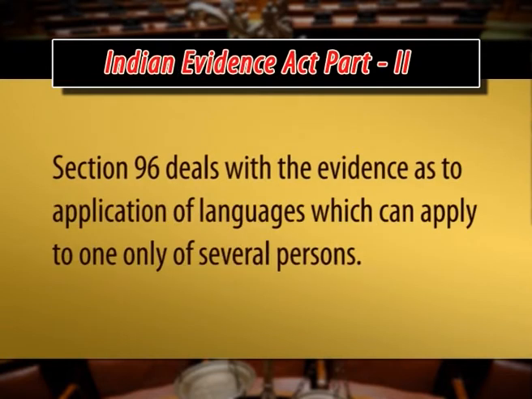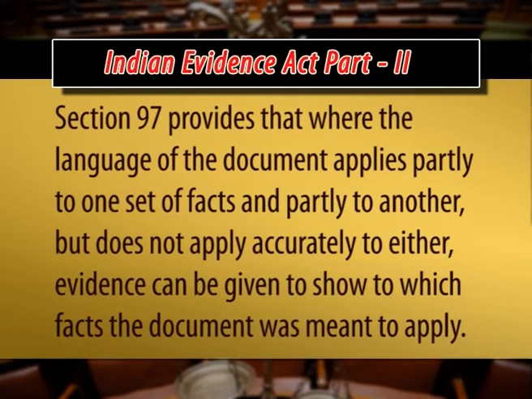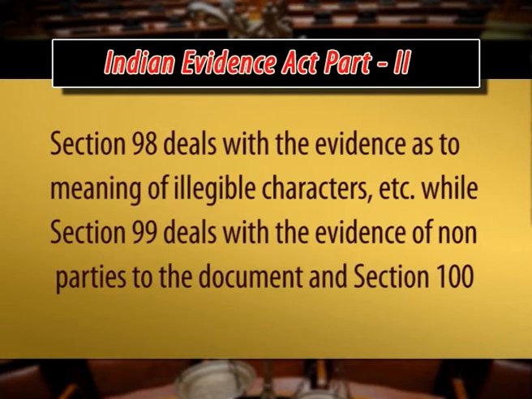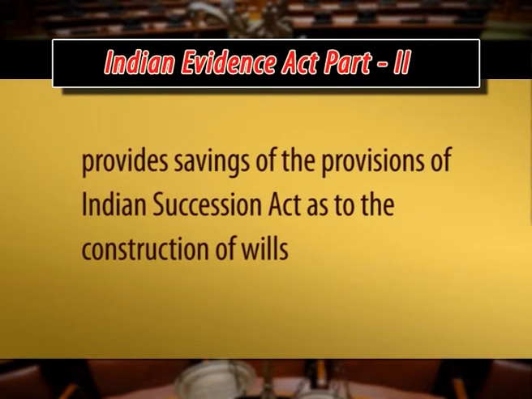Section 96 deals with the evidence as to application of language which can apply to only one of several persons. Section 97 provides that where the language of the document applies partly to one set of facts and partly to another, but does not apply accurately to either, evidence can be given to show which facts the document was meant to apply. Section 98 deals with the evidence as to the meaning of illegible characters, etc., while section 99 deals with the evidence of non-parties to the document, and section 100 provides savings of the provisions of the Indian Succession Act as to the construction of wills.